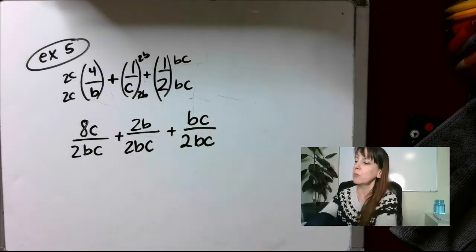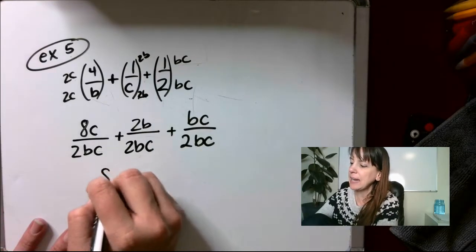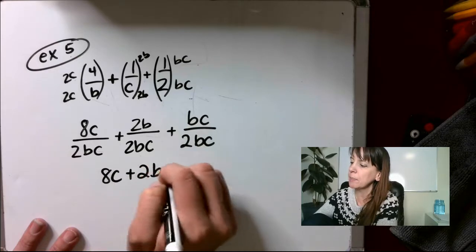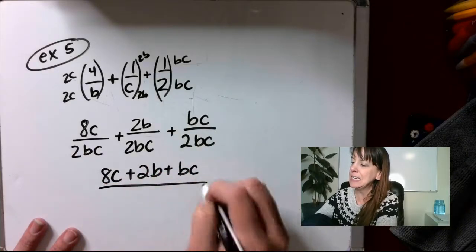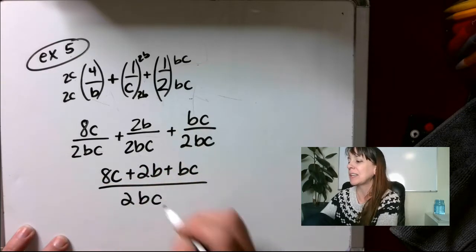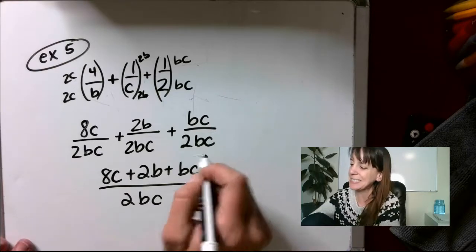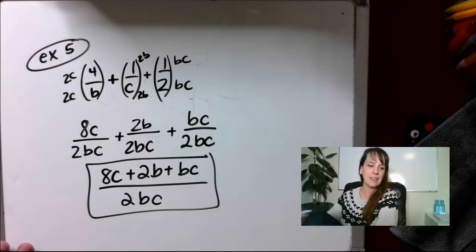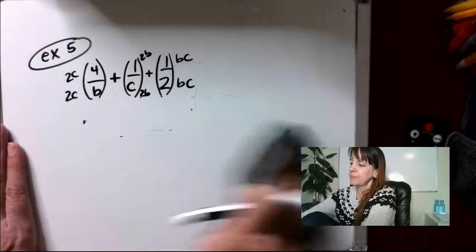Excellent. Okay, so we can combine these. We get 8C plus 2B plus BC. There is nothing we can combine there, and there's nothing we can factor out of there. This is as good as it gets. All right, let's look at another example.